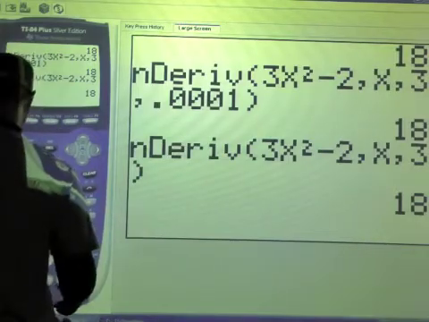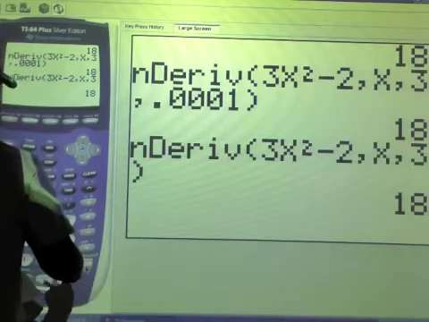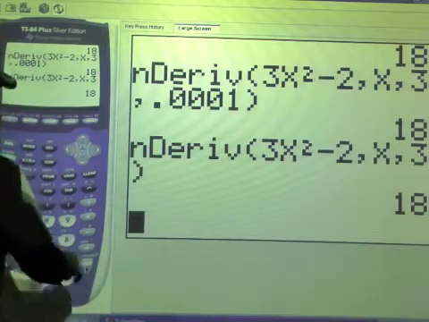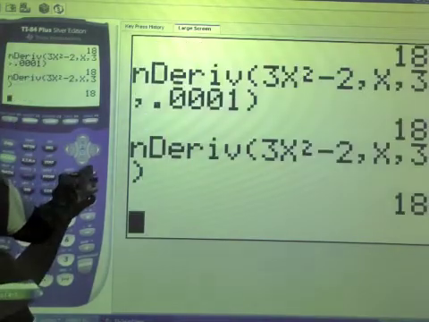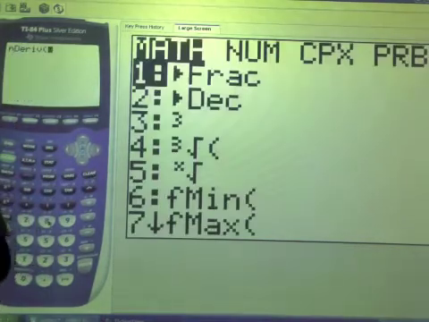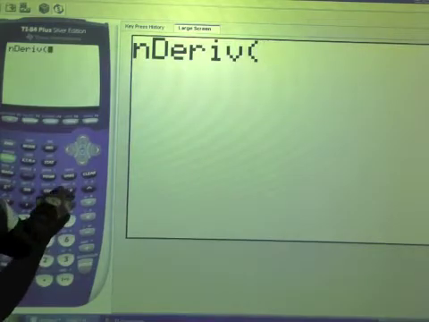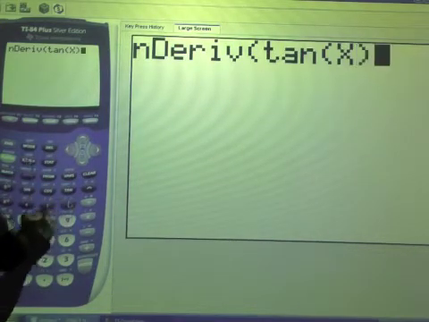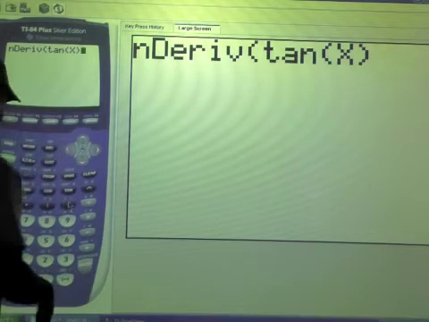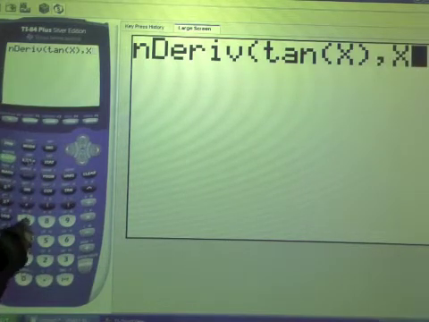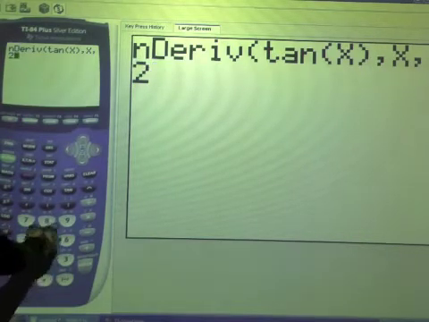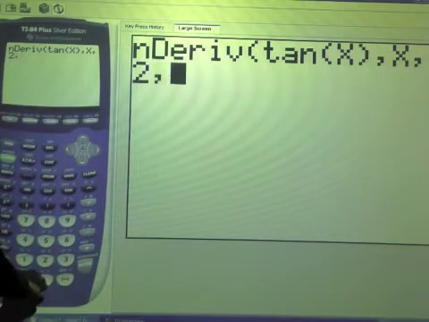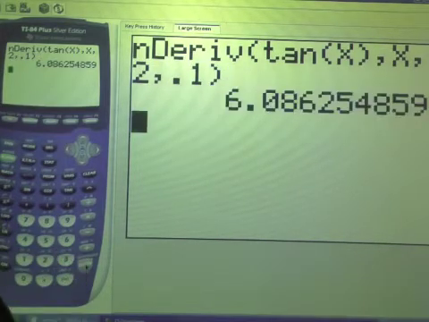Let's say, well, actually, let's just change this one up a little bit. So let's go Math 8. Let's do the function tangent x. We haven't even dealt with trig functions yet, with derivatives. Comma x, and let's say we want to find the value of the derivative at 2. Okay, comma 0.1 for h. So it gives me that decimal approximation.